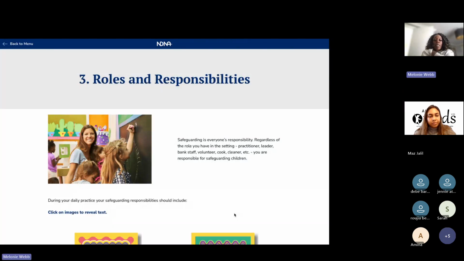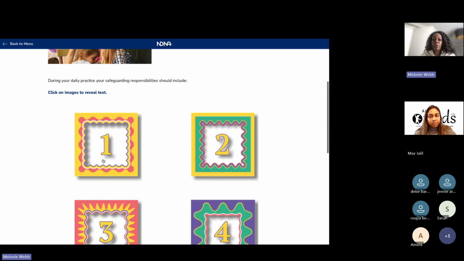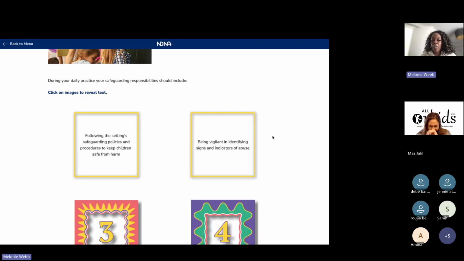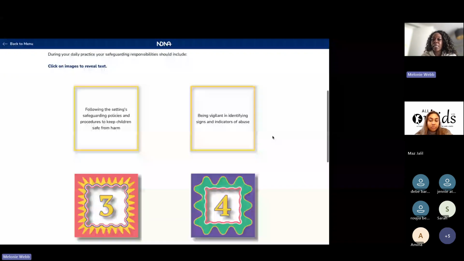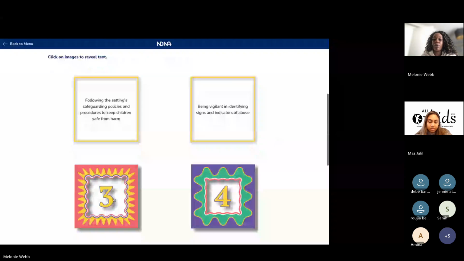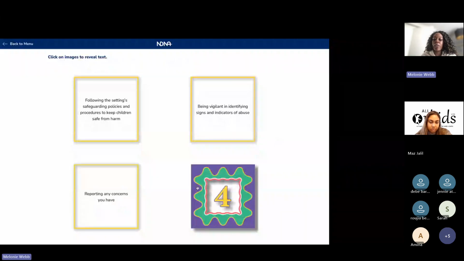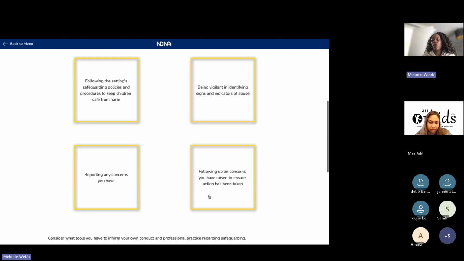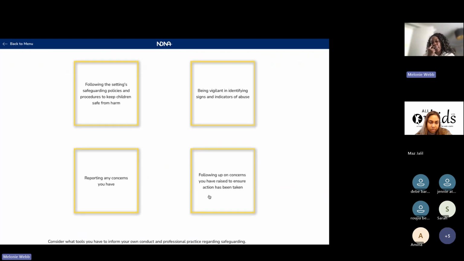So during your daily practice, your safeguarding responsibilities should include following the setting safeguarding policies and procedures to keep children safe from harm, being vigilant in identifying the signs and indicators of abuse, reporting any concerns that you have, and following up those concerns to make sure that an action has been taken.